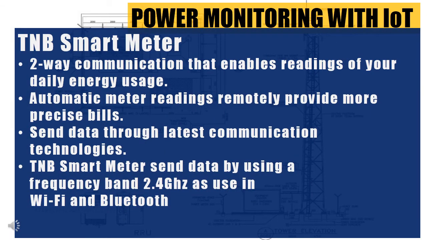Okay, for this slide, TMB Smart Meter. The main function of the TMB Smart Meter is to read your daily energy usage and provide a more precise bill. TMB Smart Meter also sends the data by using a frequency band of 2.4 GHz, as used in Wi-Fi and Bluetooth.